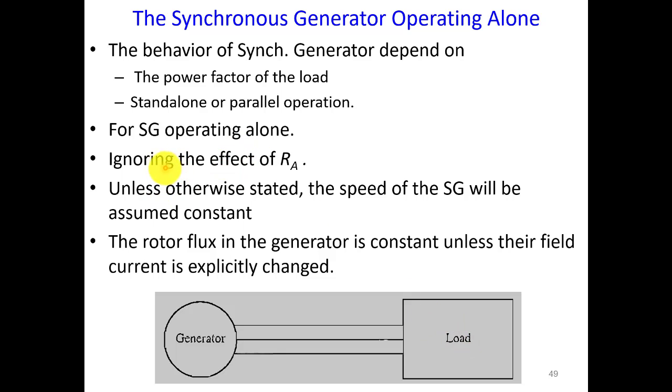First we ignore the effect of RA so that we can make our analysis easy. Unless otherwise stated, the speed of the synchronous generator will be assumed constant, because of the frequency that we have seen previously. So we have to keep the speed of the synchronous generator constant. And the rotor flux in the generator is constant unless the field current is explicitly changed, obviously, because the flux in the rotor depends upon the field current that we apply externally.